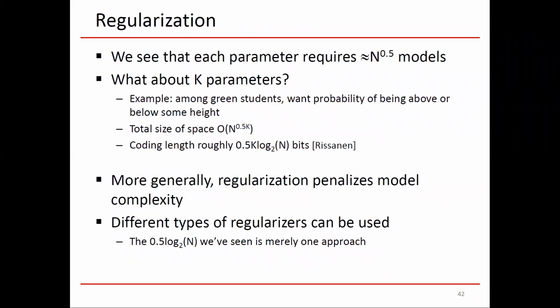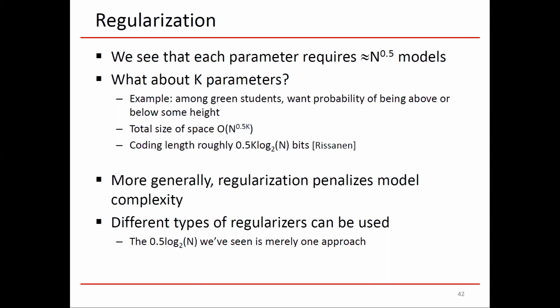Another issue is regularization. We've seen that if we have a single parameter, we need something proportional to square root of n models. But what if we have k parameters? So for example, imagine that we have a probability of being above or below some height for the green students, and another probability of being above or below some height for the purple students. So we have two probabilities. Each of them is a parameter, and we're evaluating both whether a student is green or purple, and we're noting whether they're above or below that height. We're noting down these two binary variables for each of the students, and we now have more parameters.